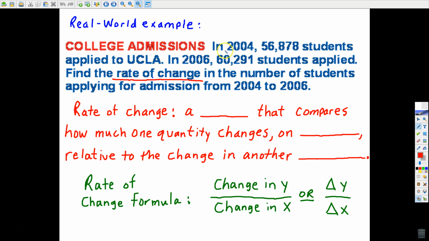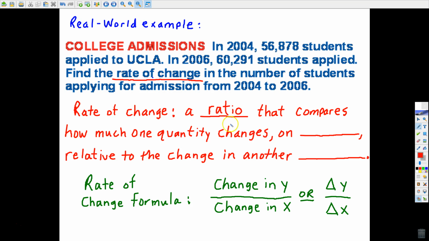We're told that in the year 2004, there were 56,000 plus students applied to UCLA. 2 years later, there's over 60,000 students applied. Our goal, our directions are to find the rate of change in the number of students applying for admission. So let's go ahead and identify what is a definition of rate of change. Well, it's a ratio.